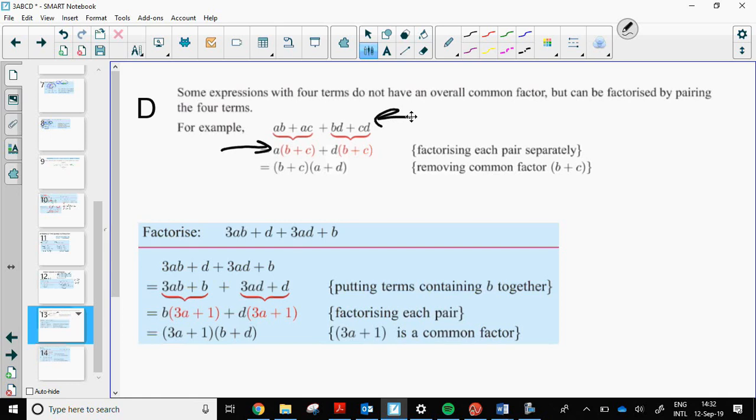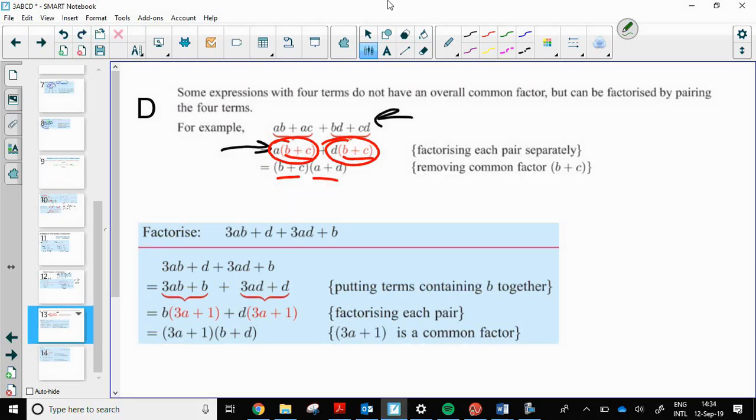We get here, and then what do we notice? Oh, wait. When we took the A out from the first 2 terms, what's left over was a B plus C. And when I take out the D from the next 2, what's left over is also a B plus C. That means that B plus C is the common factor for each of those two terms, so we can take that out and we get B plus C multiplied by A plus D.